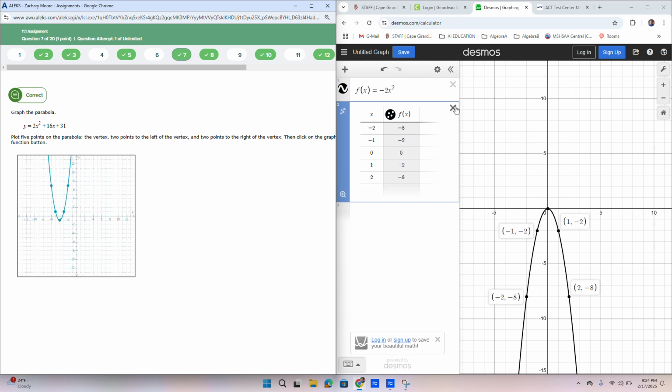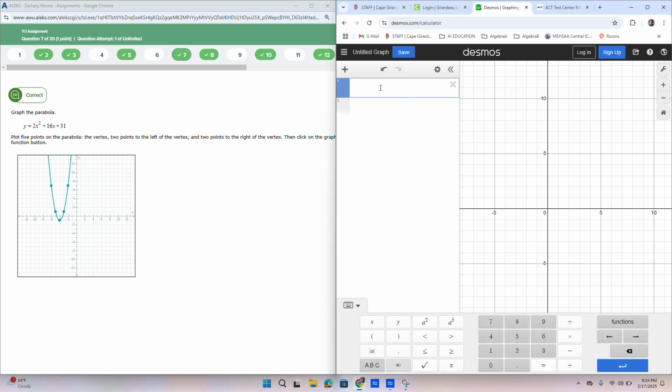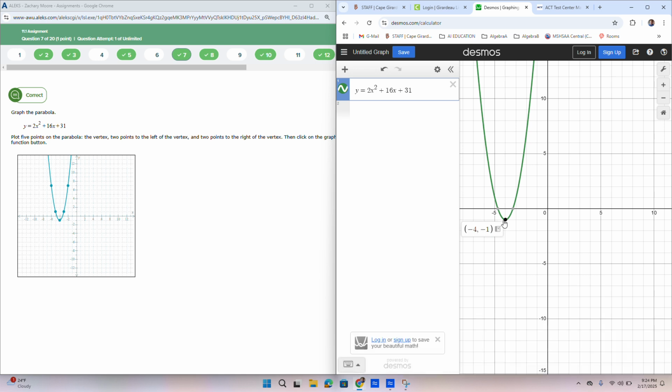So number 7, when you type it in, it's y equals 2x squared plus 16x, and then plus 31. So remember, you got your vertex at -4, -1. So then you put a dot at -4, -1.